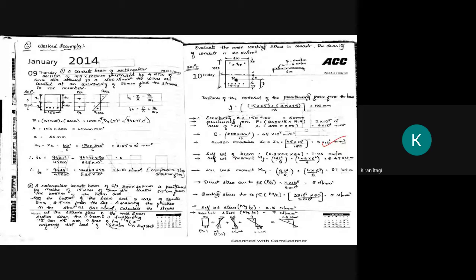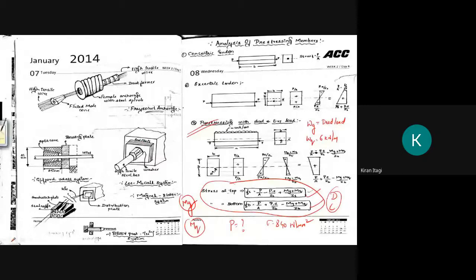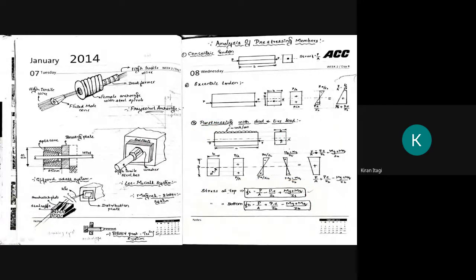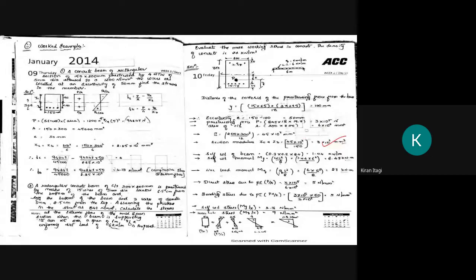Then the most important thing is that if I come to the previous slide, we have to determine mg and mq. Before determining mg and mq, we have to determine the dead load and the live load. Again, very simple, don't get confused. The starting numericals I will explain slowly, then you have to pick it up.